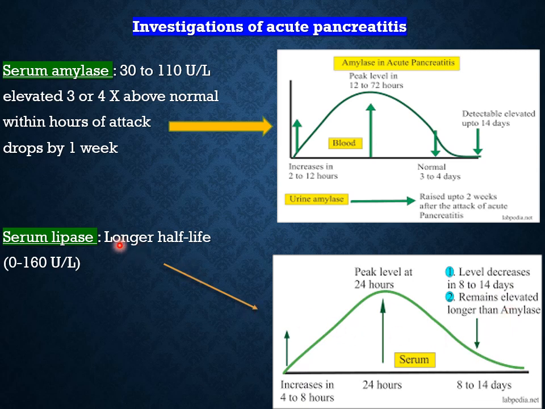So this sometimes is a more useful investigation, because if the patient comes to you late, then the serum amylase may be normal, but the lipase will be positive. The third test is urine diastase. In the urine, if the diastase level is increased, then it indicates severe or acute pancreatic damage.